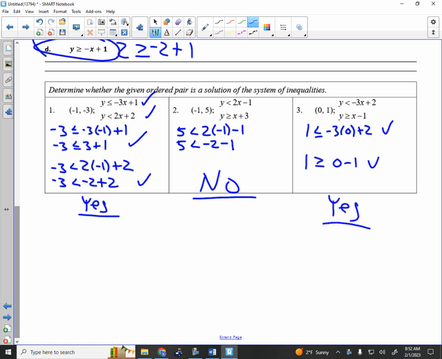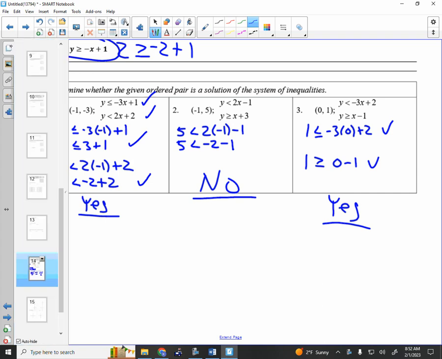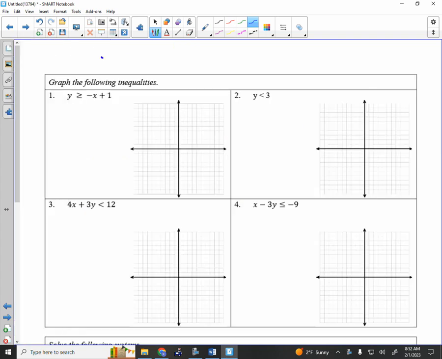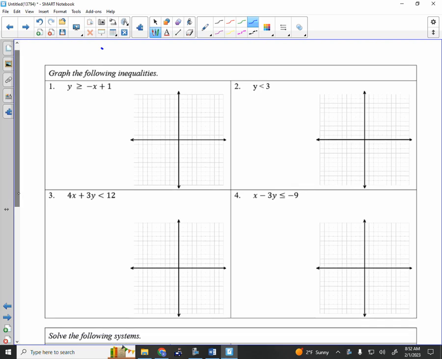I got yes for the last one. How about you? Good. Flip it over. You should be able to check to see whether or not something is a solution to a system, and then you should be able to graph the following inequalities. Okay? So we'll just review how to graph these inequalities.